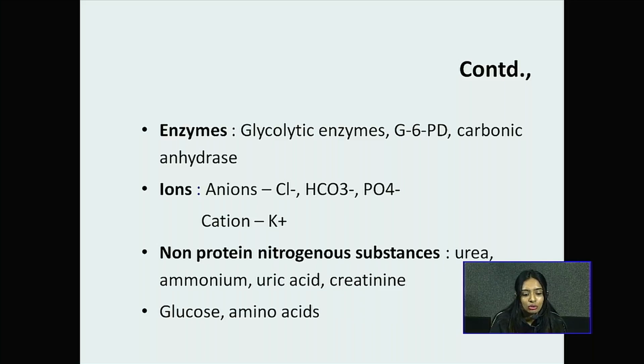Then come the enzymes. It also contains enzymes, ions, and non-protein nitrogenous substances. Enzymes like glycolytic enzymes, G6PD, and carbonic anhydrase. The carbonic anhydrase enzyme is very necessary because it helps in the acid-base buffer system that RBC provides to the body. Then come the ions. Anions are chloride, bicarbonate, and phosphates, and the cation is only one, that is potassium. Non-protein nitrogenous substances are urea, ammonium, uric acid, and creatinine. It also contains glucose and amino acids.